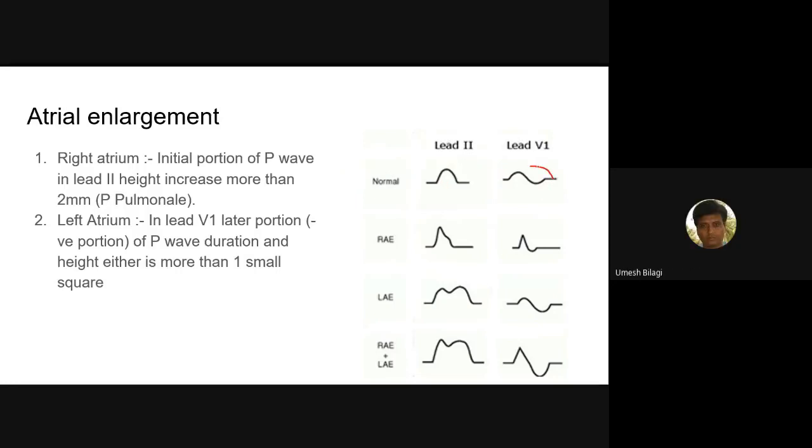And the left atrium is the posterior most structure. Left atrium is the posterior most structure. Remember, this can be an MCQ. Midline and posterior most is the left atrium.